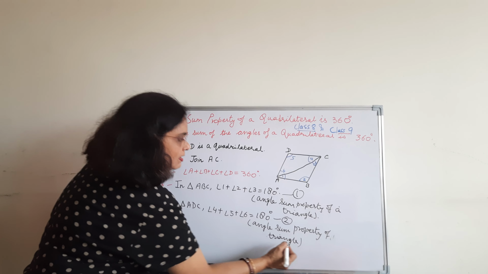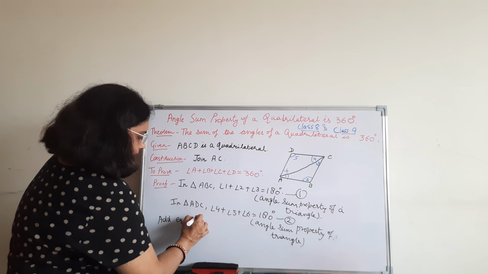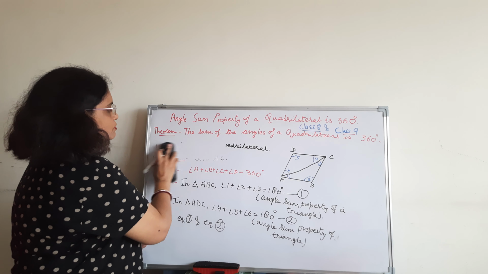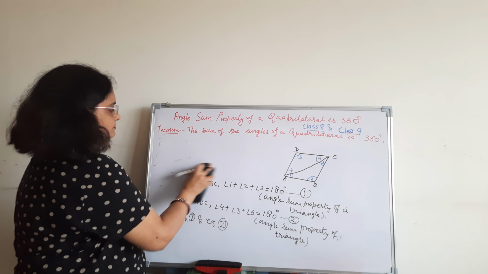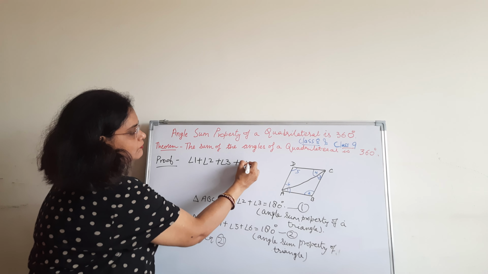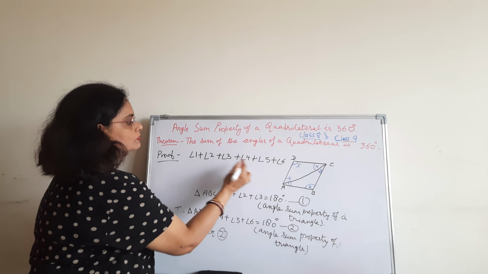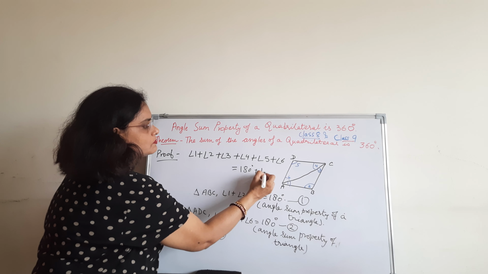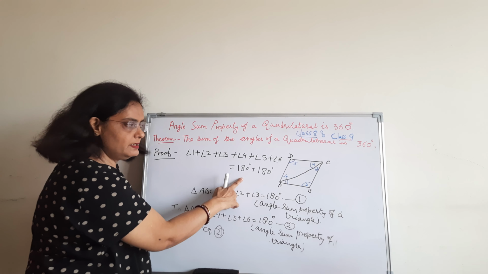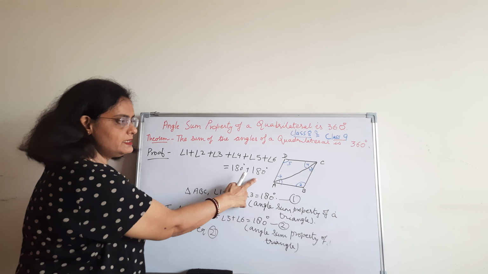Now, we will add equation 1 and equation 2. So when we add equation 1 and equation 2, it becomes angle 1 plus angle 2 plus angle 3 plus angle 4 plus angle 5 plus angle 6. This is equal to 180 degrees plus 180 degrees. Yes, angle 1 plus angle 2 plus angle 3, this is equal to 180 degrees. And we have also added angle 4 plus angle 5 plus angle 6, this is also equal to 180 degrees.